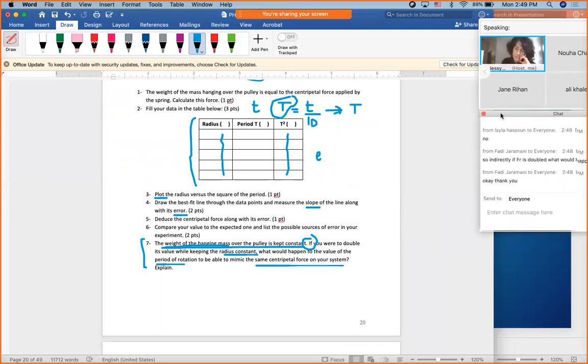Lab number 3. By the way, we're flying. We're done with lab number 3. It's not the same for other sections.